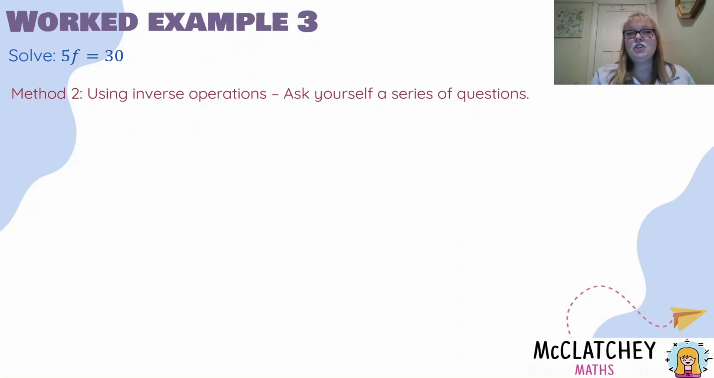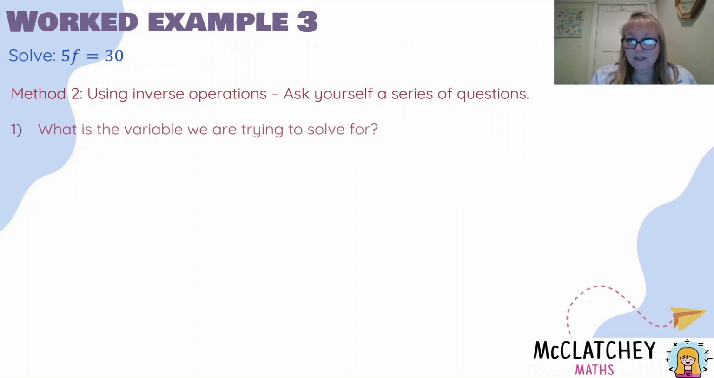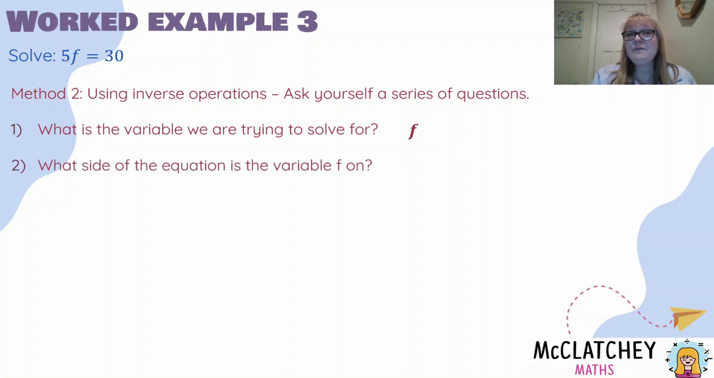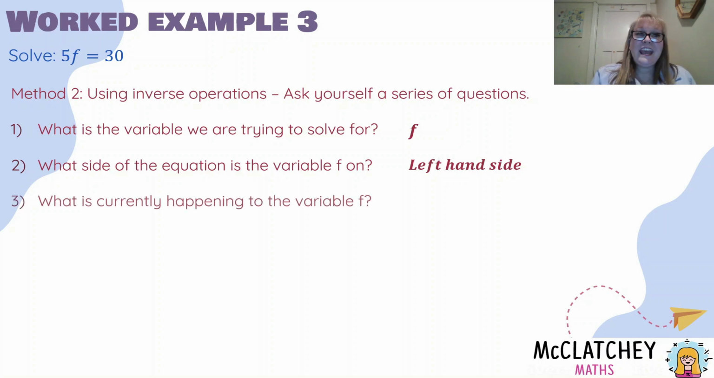And that's where method 2 is better, using the inverse operation. So let's start again. What letter are we trying to solve for? We're trying to solve for f. Which side of the equation is it on? It's on the left-hand side. And what's currently happening? This is probably, like I said before, the most important question, because this helps you work out what you need to do, which is opposite. So what is happening to f at the moment? It's being times by 5.